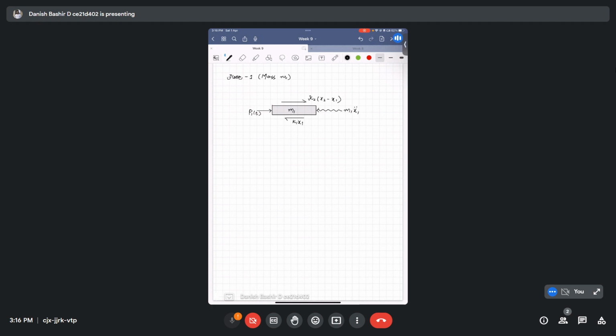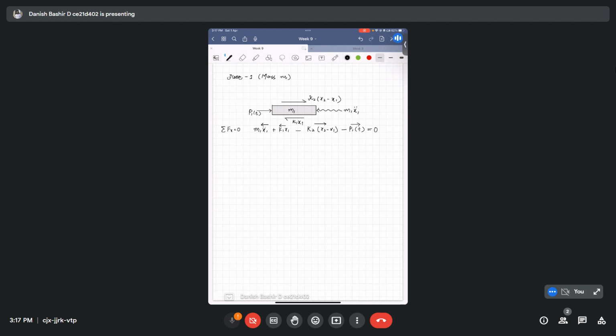So writing the equation, summation of forces along x is equal to 0. We have m1 x1 double dot along this direction, plus k1 x1 along this direction, minus k2 (x2 minus x1), since it is acting in the opposite direction, and minus p1 of t, since it also acts in the opposite direction to the other forces, is equal to 0.